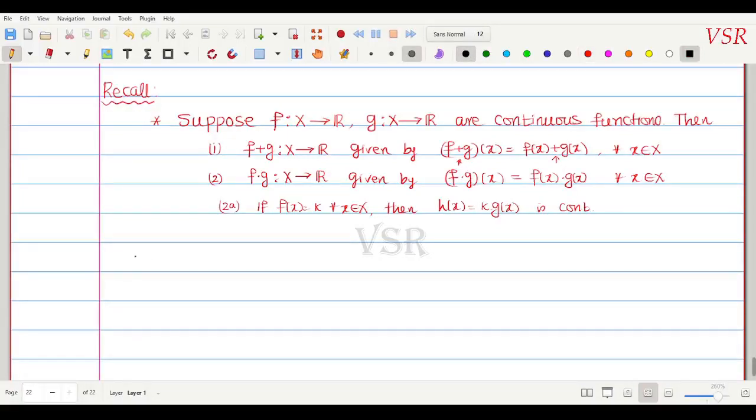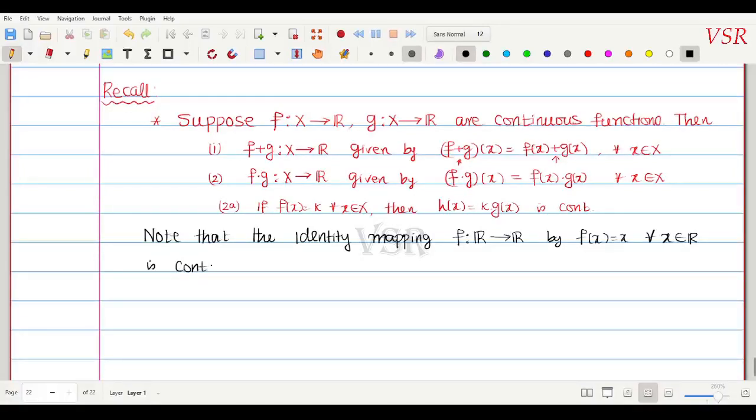Note that the identity function, the identity mapping f from R to R, given by f of x equal to x for every x belongs to R, is continuous. You can also take the identity map from X to R. Why is this continuous? It is very simple.